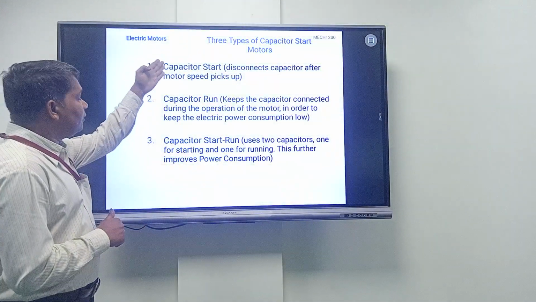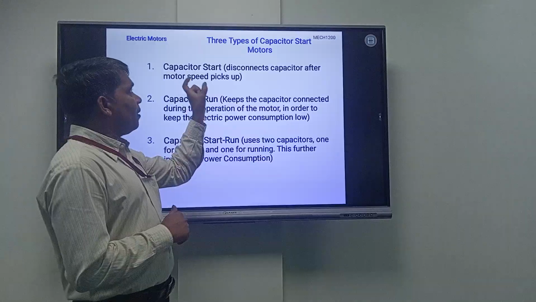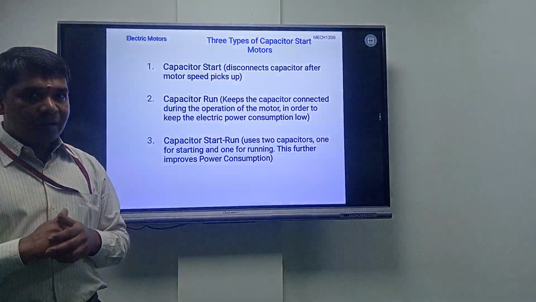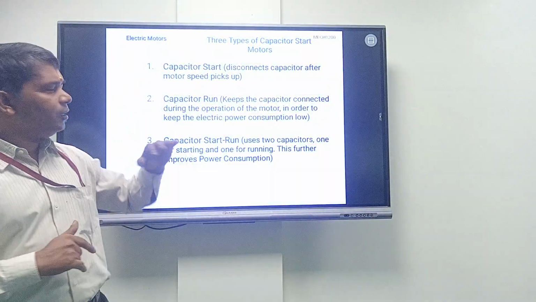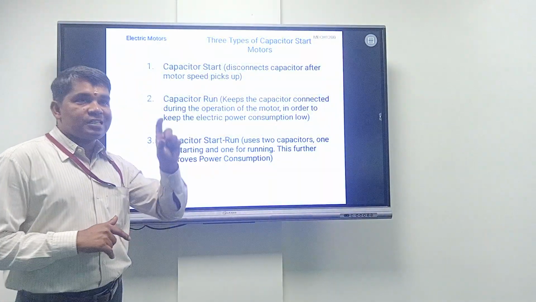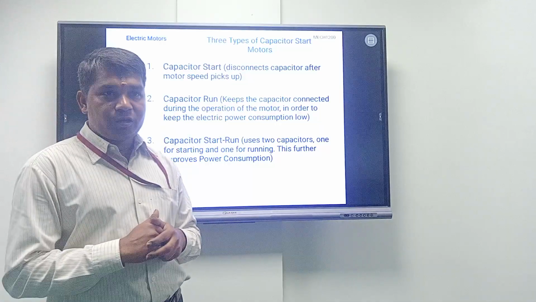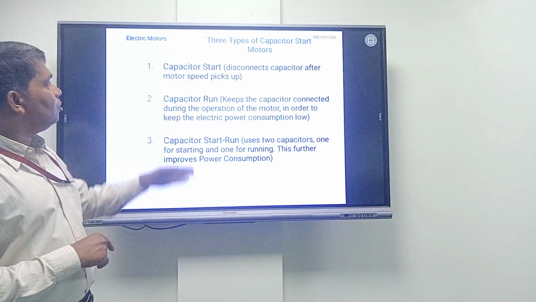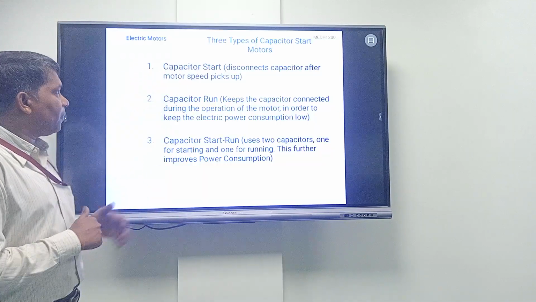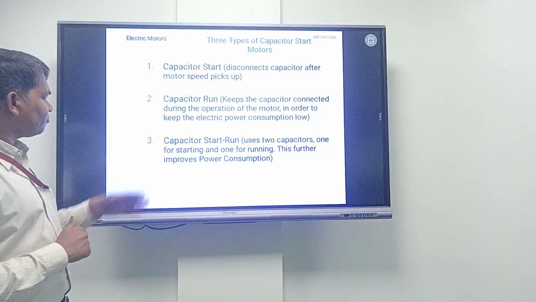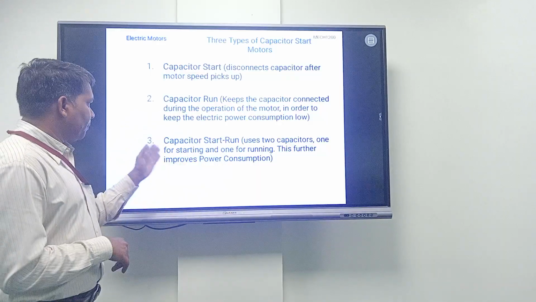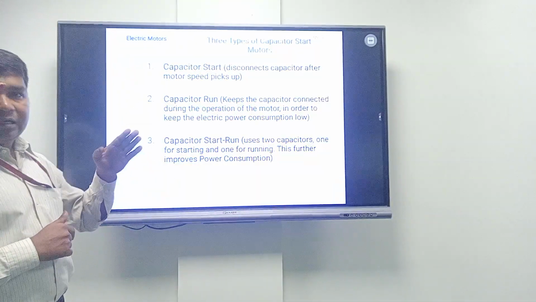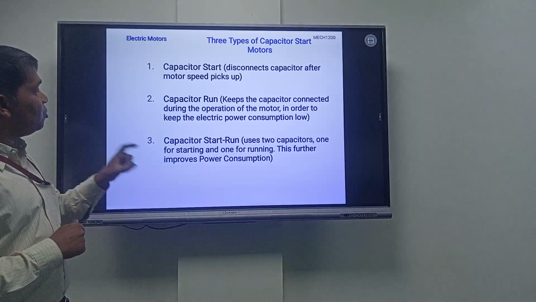So we can have three different types of capacitors used in the induction motor, and based on that we have the induction motor names. Previously we said shaded pole induction motor, that is one. And when you use a capacitor for the induction motor, you can get the capacitor start motor, capacitor run motor, and capacitor start run motor. These are the three different induction motors based on the use of the capacitor.